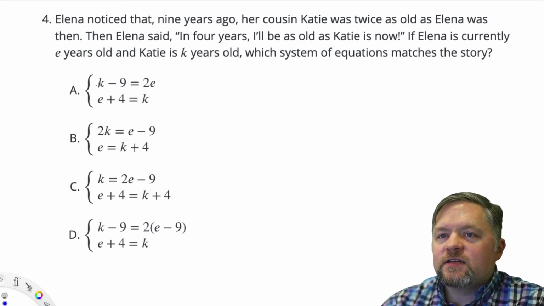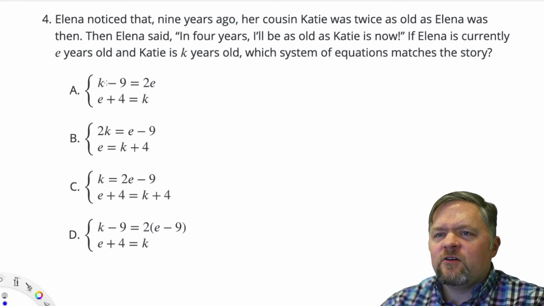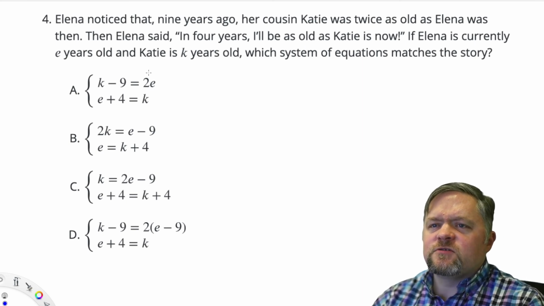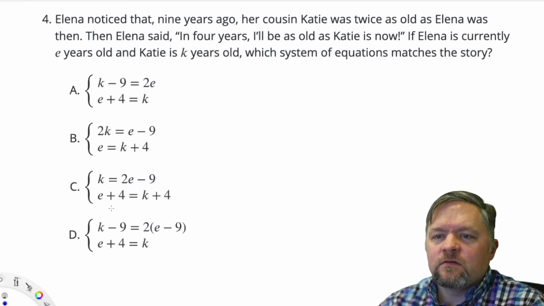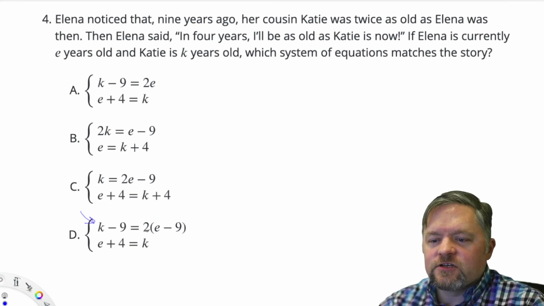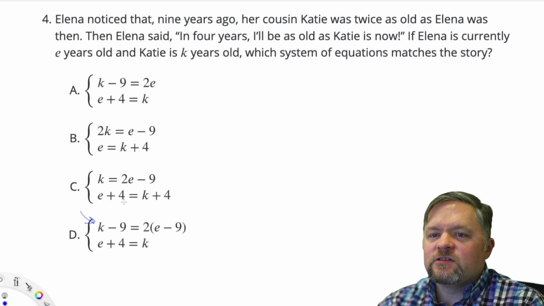So let's look at this. K minus 9 equals 2E. So Katie 9 years ago is double Elena? No, because I think that's Katie 9 years ago is double Elena now. I kind of think that first thing needs to be this. Katie 9 years ago is double Elena 9 years ago. So I'm thinking it's going to be D.